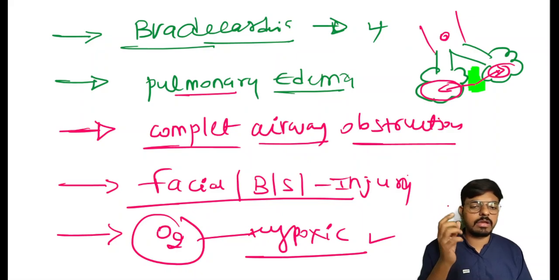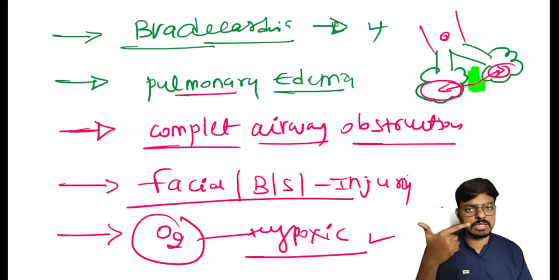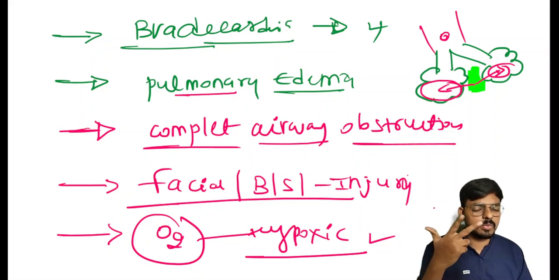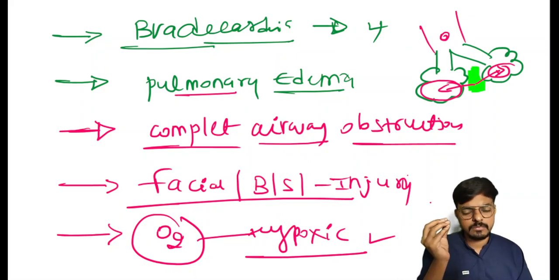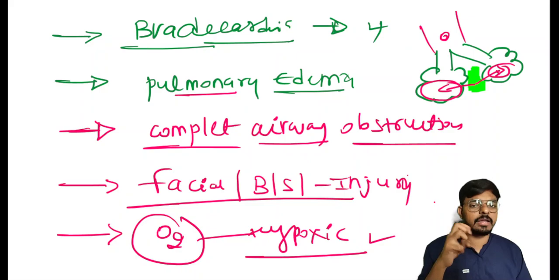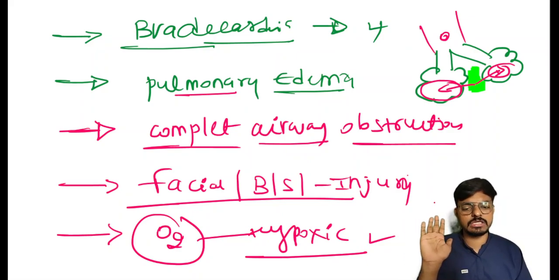Very importantly, in facial and basal skull injuries, nasal suctioning is contraindicated. Complete airway obstruction: go for intubation. Don't wait for suctioning to clear the airway. Pulmonary edema is contraindicated for suctioning, and so is bradycardia. The patient may convert into severe bradycardia because of vagal nerve stimulation. So don't do suctioning in the case of bradycardia.